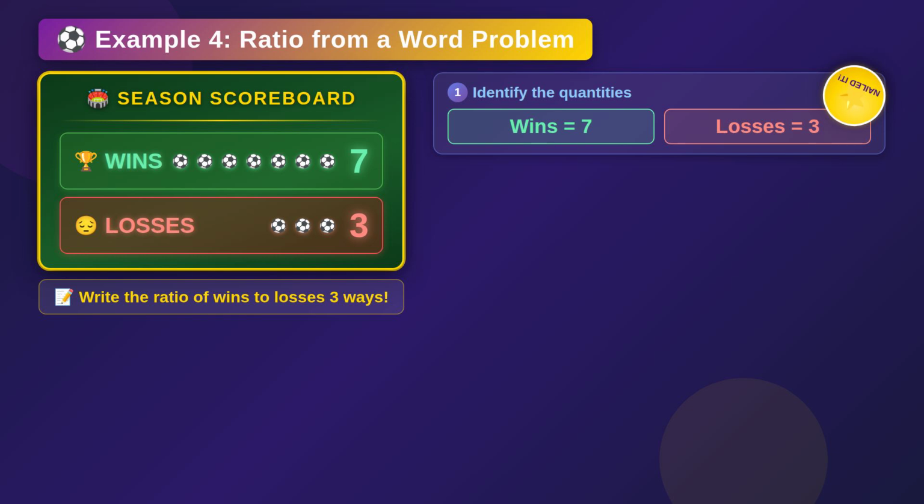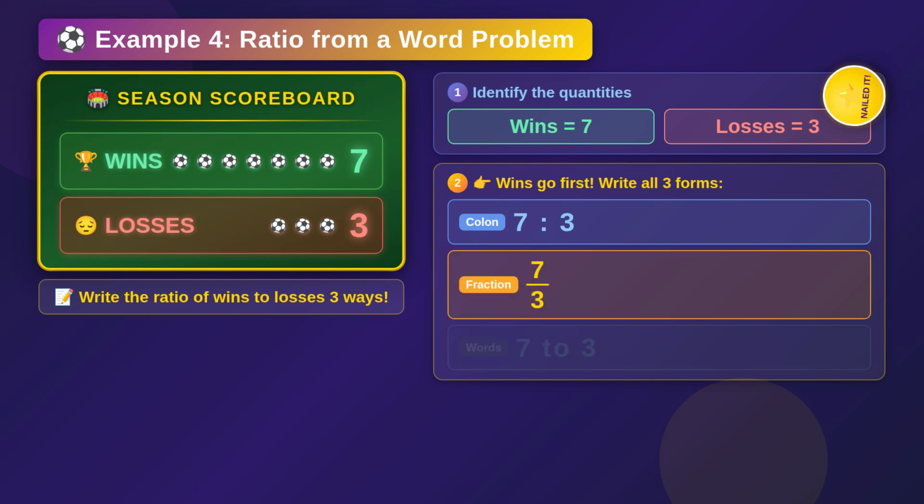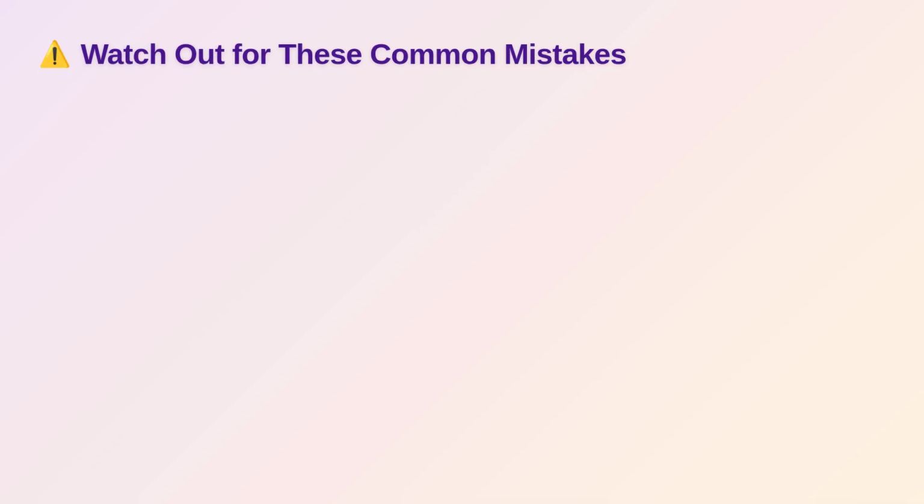Let's try one more. This time from a word problem, just like you'd see on a test. The school soccer team won 7 games and lost 3 games this season. Write the ratio of wins to losses 3 ways. Step 1. Identify the two quantities. Wins equals 7. Losses equals 3. Step 2. Wins go first because the question says wins to losses. Colon form, 7:3. Fraction form, 7/3. Word form, 7 to 3. Quick check. Does 7/3 simplify? Nope. 7 and 3 share no common factors, so we're done. 3 forms, nailed it.